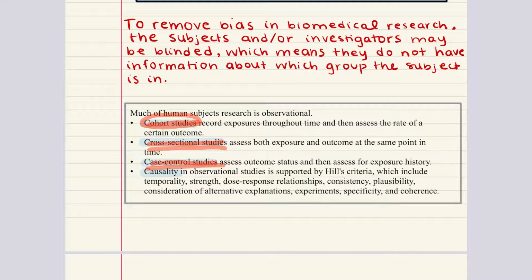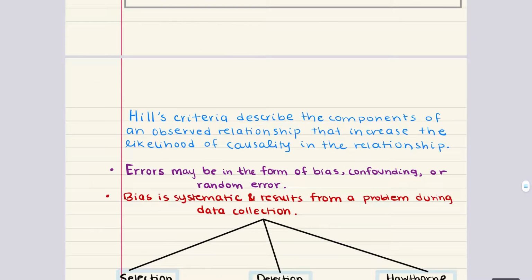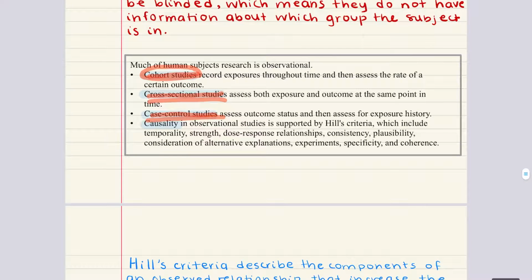Case control studies are really useful for studying rare outcomes. When evaluating these observational studies, researchers use Hill's criteria to determine whether an observed association is likely to be causal. So here we have the criteria, and we want to go over all 9 of them.